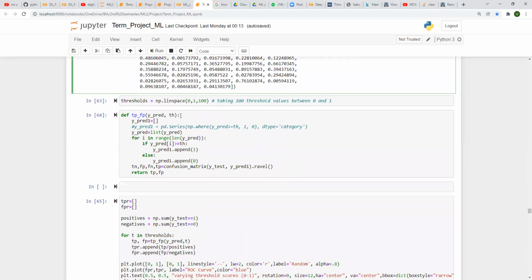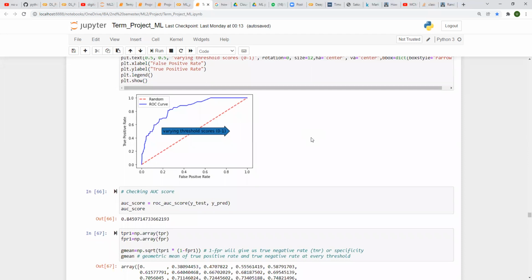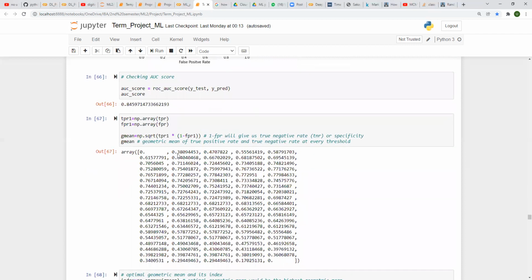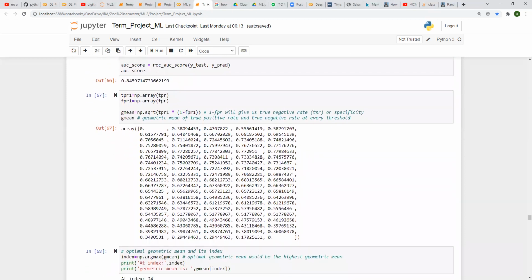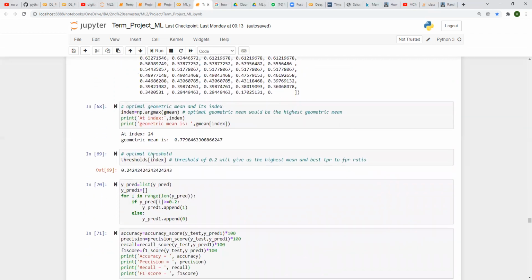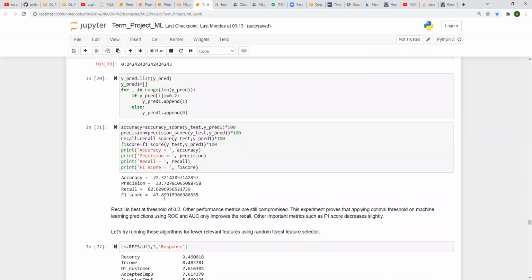And over here, I'm using the ROC AUC curve to find the threshold. Once I do this, I can see that the AUC score is really good. And these are the geometric means. I have to find the maximum geometric mean index because that's where the accuracy will be the best, and that's the threshold I need to take. So the maximum geometric mean is at index 24, and at index 24, the threshold is 0.24. So if I apply a threshold of 0.2, just in case, and see the accuracy, it doesn't change much.